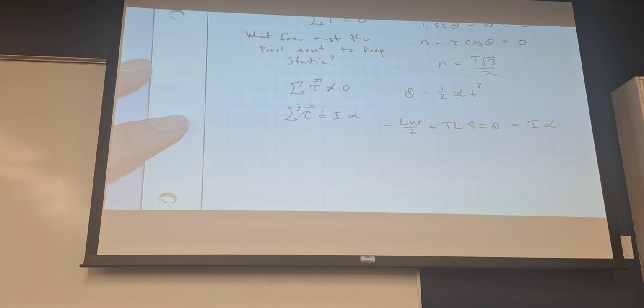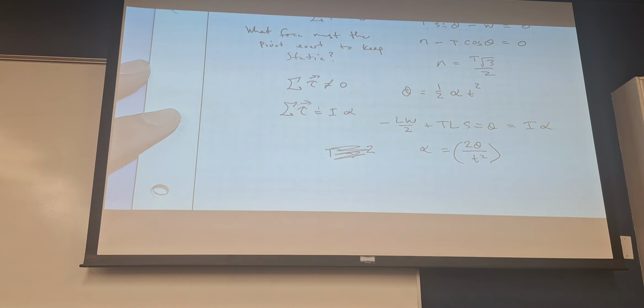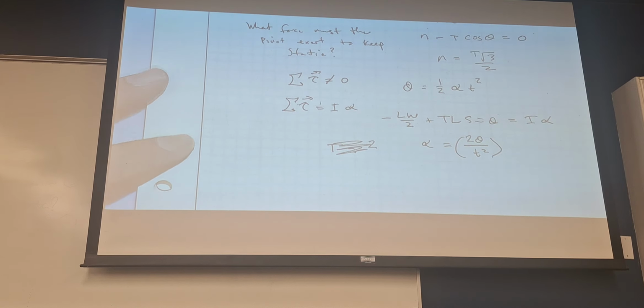It's not static, then it's moving. And just solve for T. Oh, I see what it is. Here I solve for alpha, and that's equal to 2 theta over t squared, because I give you time in this problem. It takes a certain amount of time to raise the drawbridge, right?